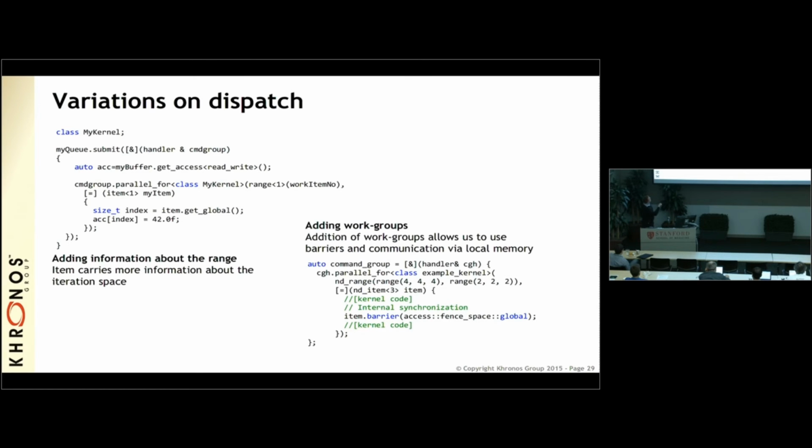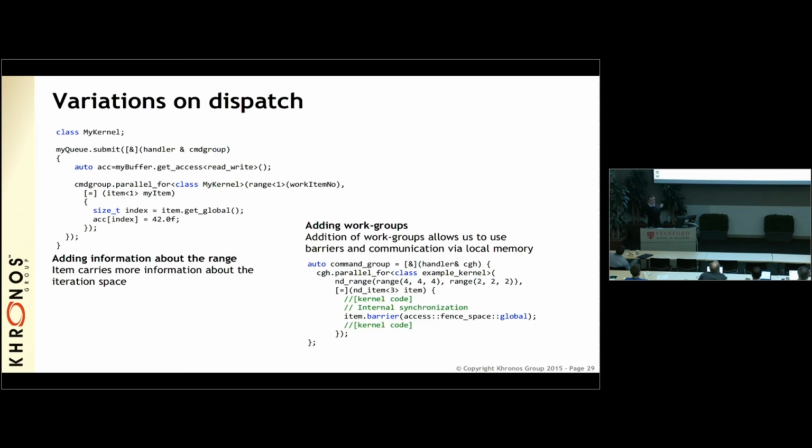Then we have more sophisticated dispatches, where maybe we have more information about the range that's being dispatched. So if we have an item, that gives us more information rather than just the ID, just the point in the iteration space. We also know its bounds and so on. We can add work groups to the dispatch, and at that point you can use local memory, you can use barriers, you can synchronize, communicate.